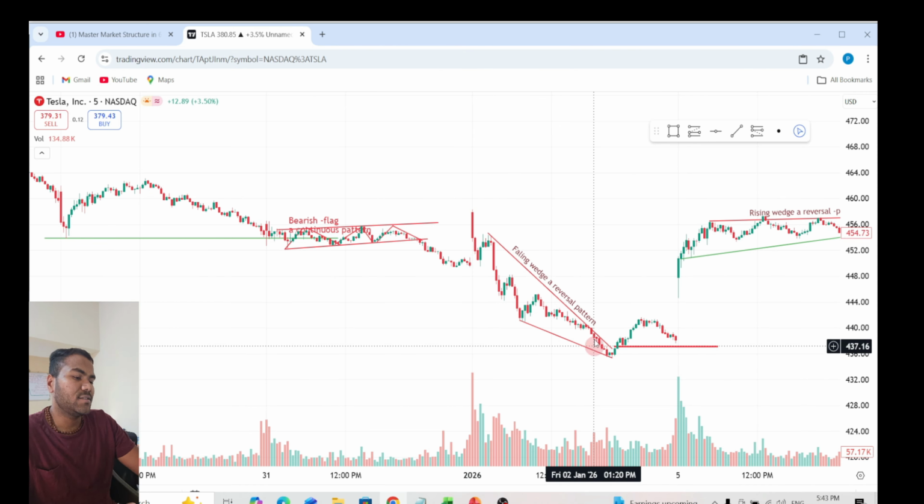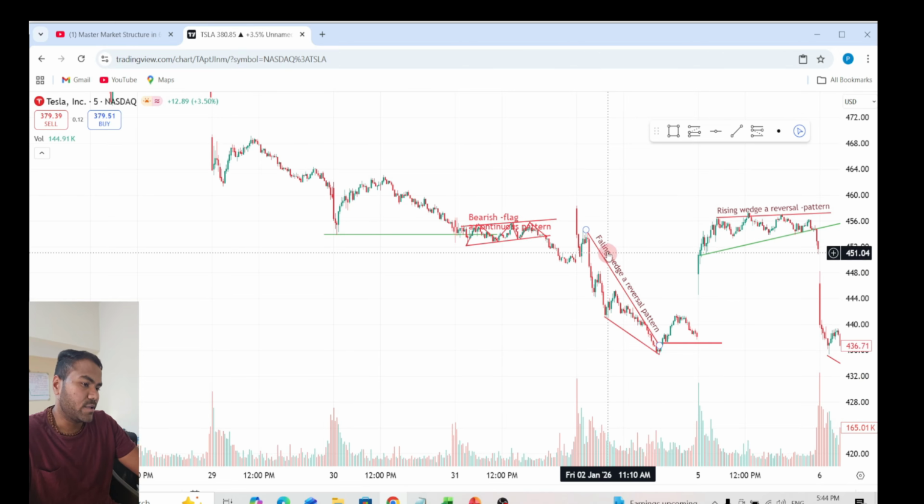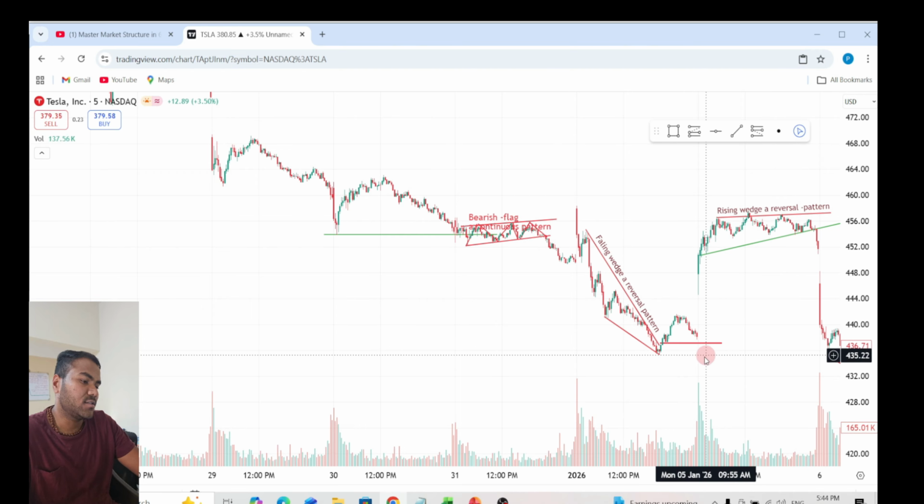So what does it mean? It's a reversal pattern. So from here, after the breakout on the upper side, the market will start following an uptrend, which you can observe here. So it's a falling wedge reversal pattern, a live example on the chart.